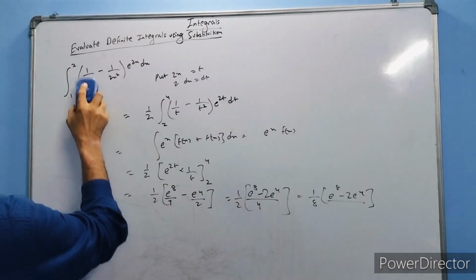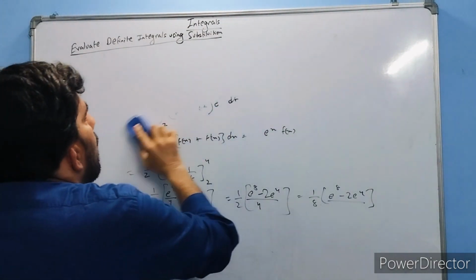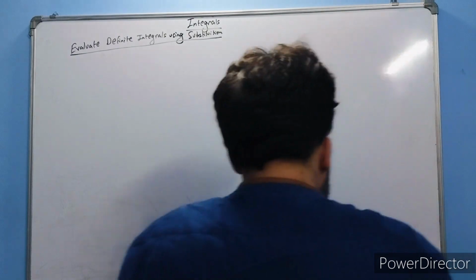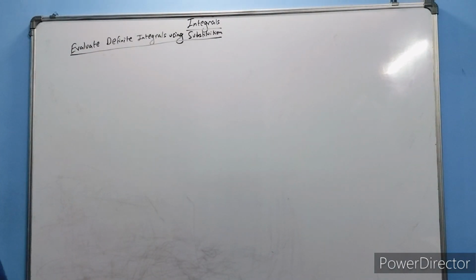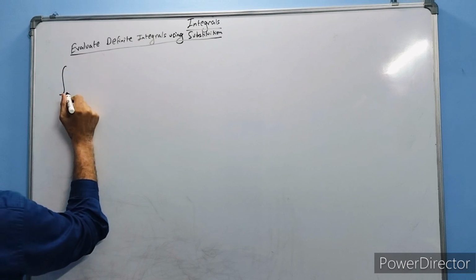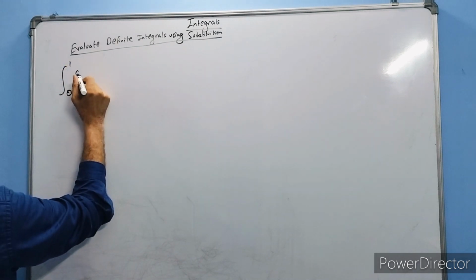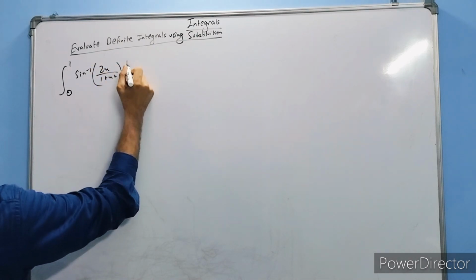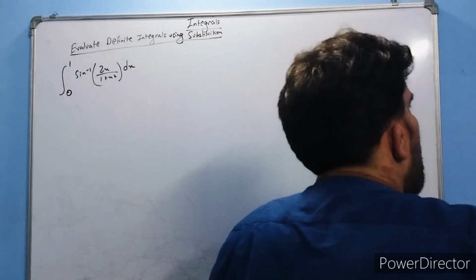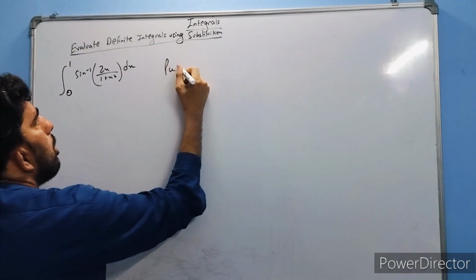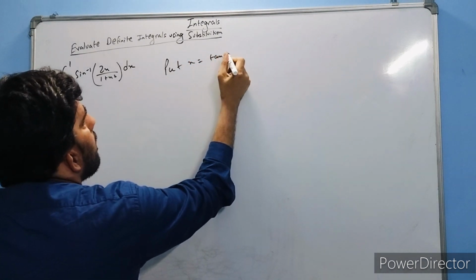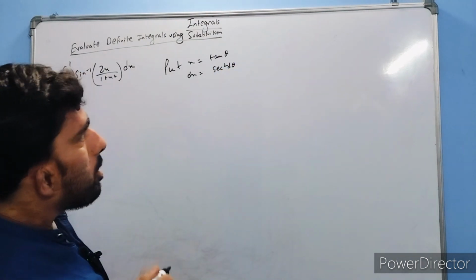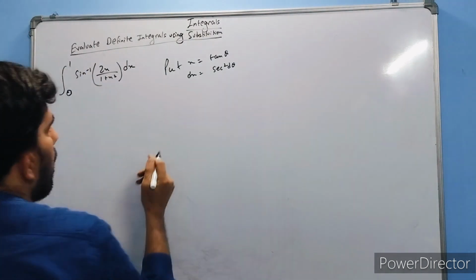Now let us try to evaluate another definite integral using the substitution method. Okay, so now I have one more question, that is sine inverse of 2x upon 1 plus x square. Okay, so now how can we do it, let us try to solve. What we can do, put x is equal to tan theta, so dx is equal to sec square theta d theta. We all know that differentiation of tan theta will be sec square theta. So now we'll try to solve it out.